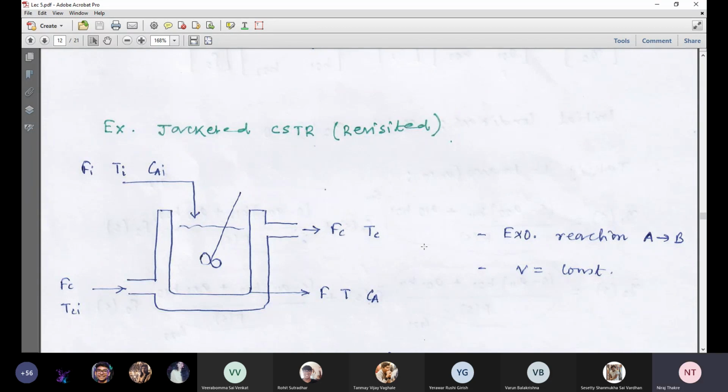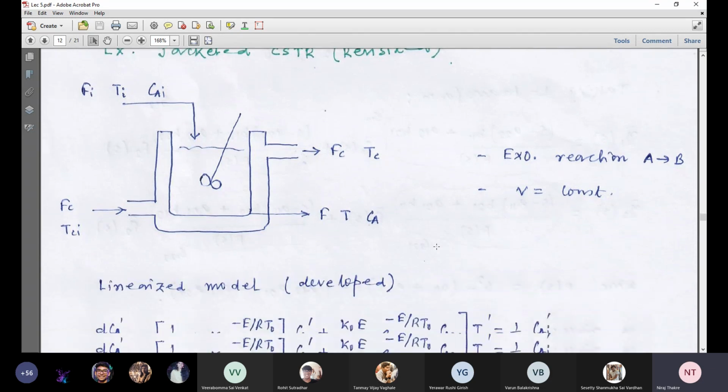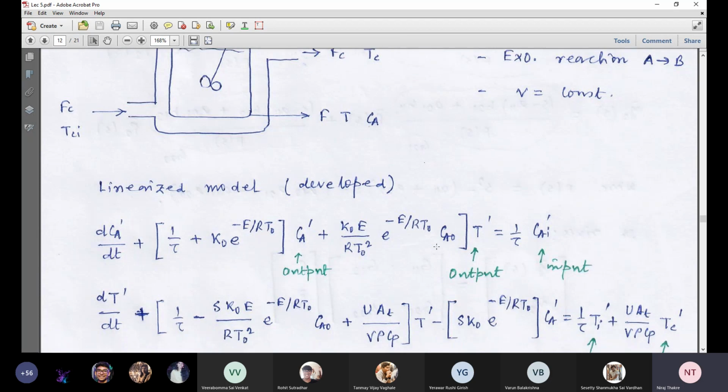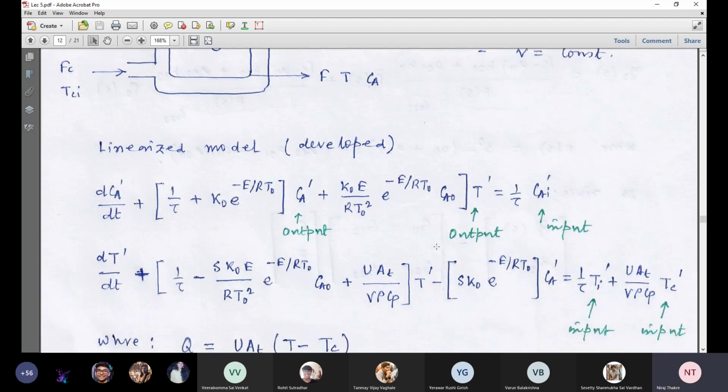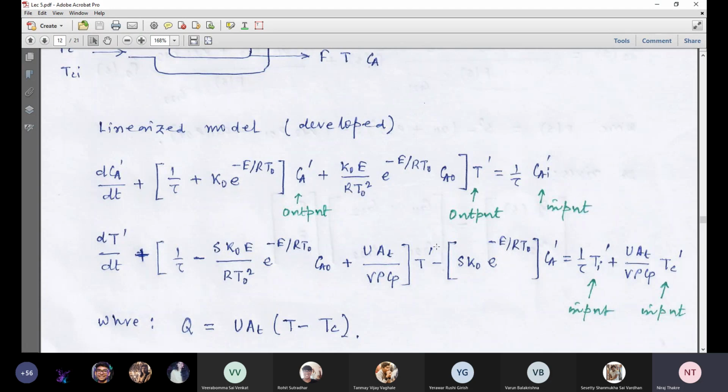Now we have seen before for this example system, we have a nonlinear model. And we have linearized that model and represented it in terms of deviation variables. You can recall that model. This is the model. We have linearized that model. And in fact, there are two nonlinear terms: CA into exponential of minus E by RT, you can recall easily. And we got this model equation.